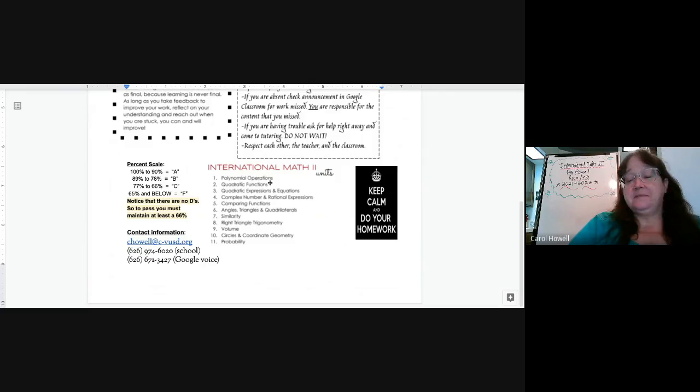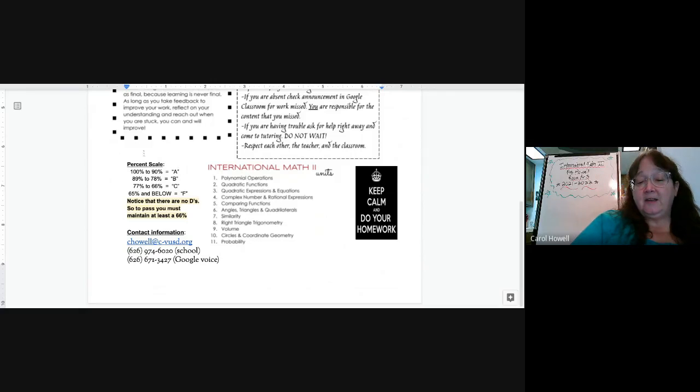polynomial operations. Then quadratic functions, quadratic expressions and equations, complex numbers and rational expressions, comparing functions, angles, triangles, and quadrilaterals, similarity, right triangle trigonometry, volume, circles and coordinate geometry, and probability. So those are our units for this year.